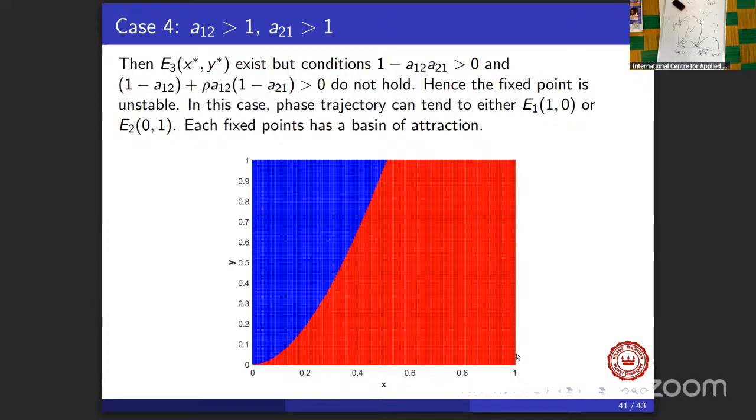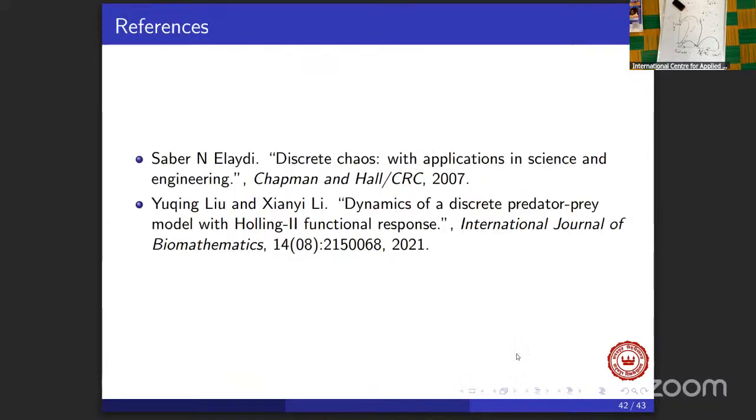Next, these are references. If anyone is interested, go to the book of Murray, a very good book. You can find more applications there.